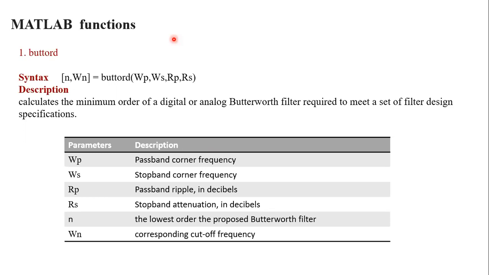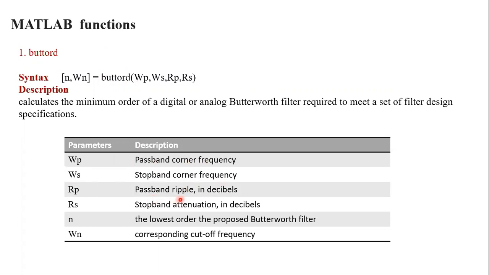To start this MATLAB coding, we first have to know some fundamental functions of MATLAB. This is the buttord function. By using this function, we can find out the order and cutoff frequency of the given filter. It requires four inputs. The first one is Wp, that is the passband corner frequency, and the second one is Ws, that is the stopband corner frequency.